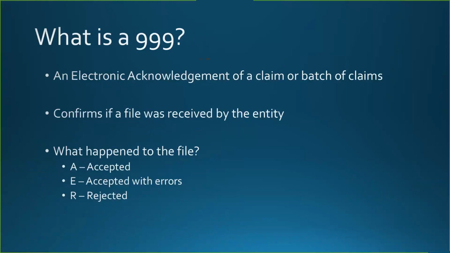Next, let's talk about a 999. So this is the electronic acknowledgment of a claim or batch of claims. So it's basically going to be the handoff, and you will get a 999 for every stop your claim makes along the way. So I liken this to a UPS tracking code.